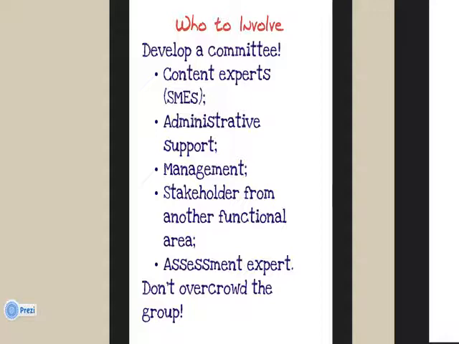Stakeholder from another functional area. So again, if you're at a small institution or a small company, this may not be relevant, but constituents of effective training usually go beyond clients. They can usually be coworkers or other supervisors in other areas, accounting, all sorts of different individuals.